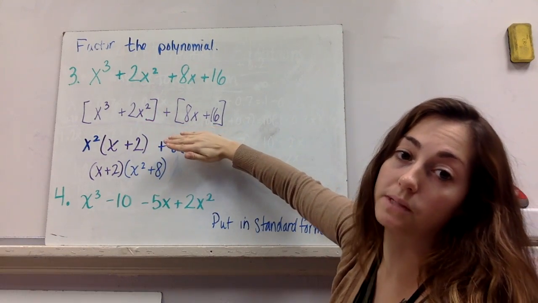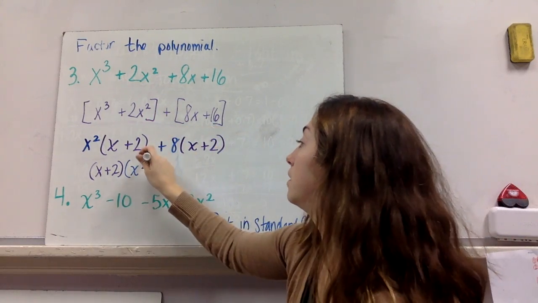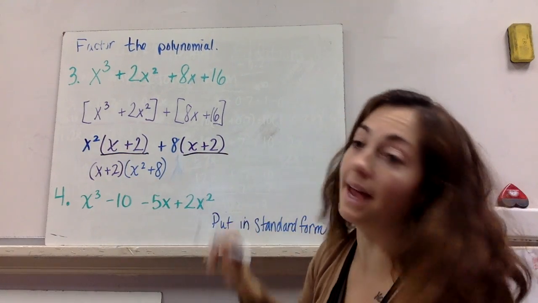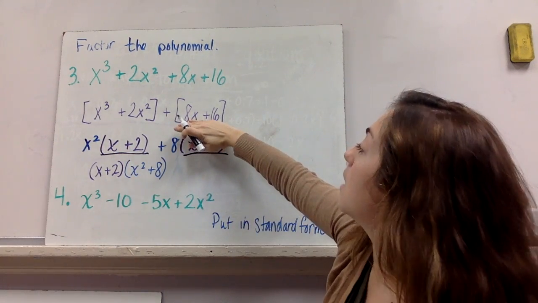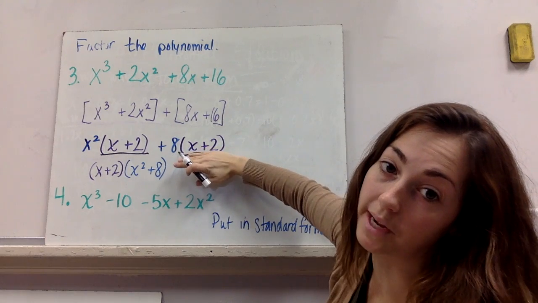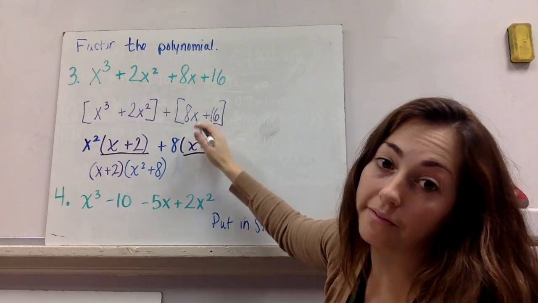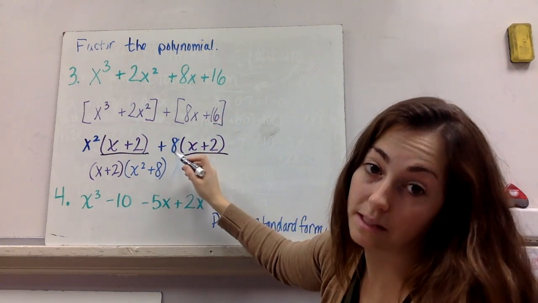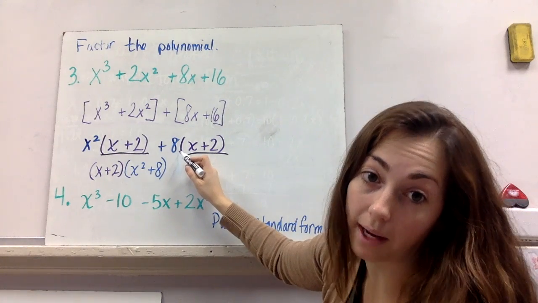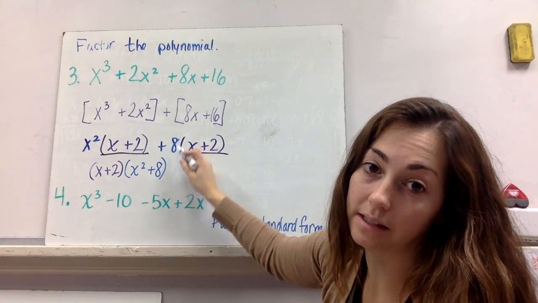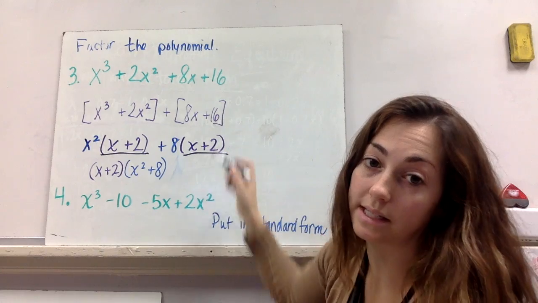The second 2 terms, I want to get this x plus 2 again. So I've got to think, how could I turn 8x plus 16 into an x plus 2? Well, if I factor out an 8, that's my greatest common factor anyway. I have an 8 times an x, that's 8x, and an 8 times a 2, that's a 16.